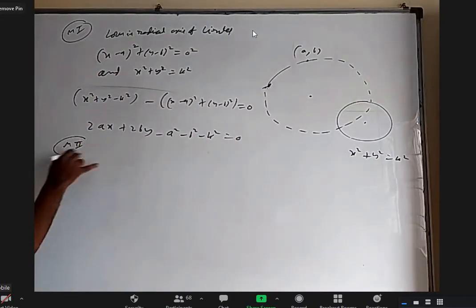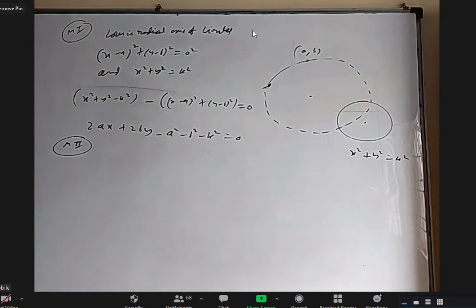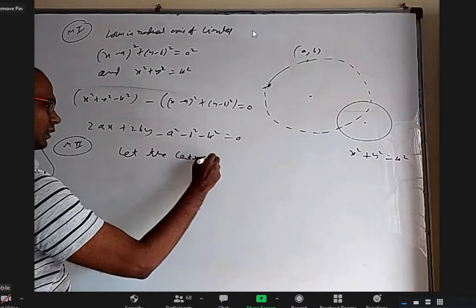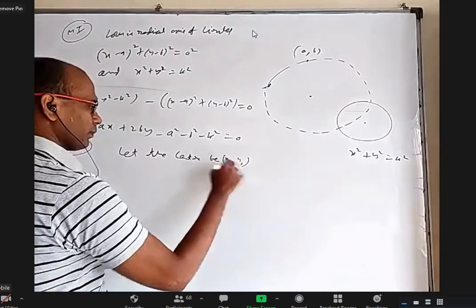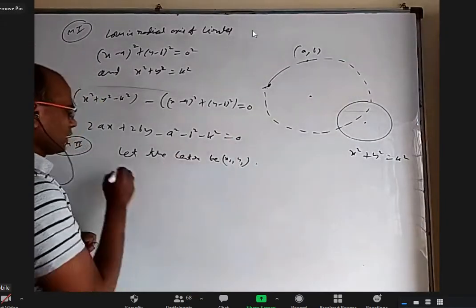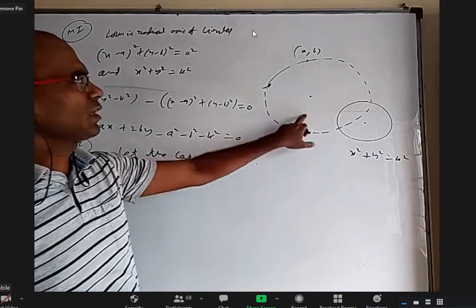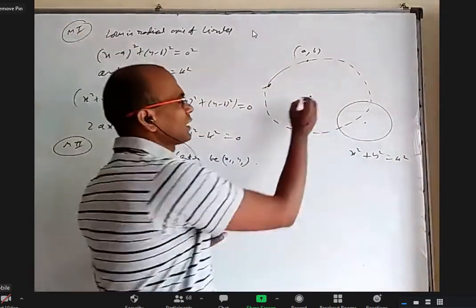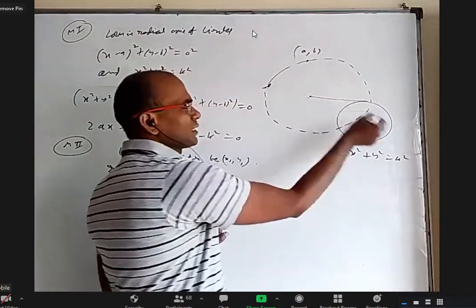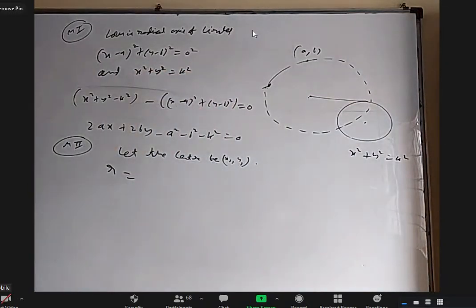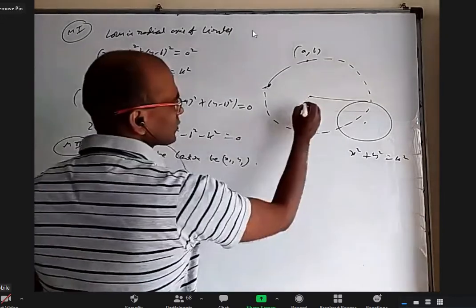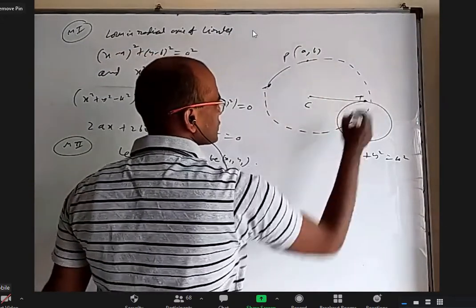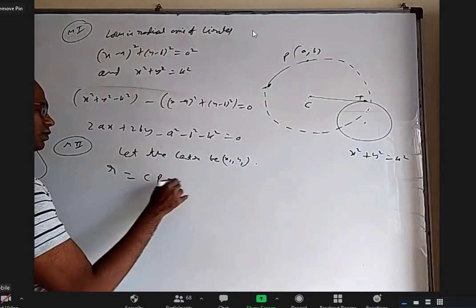Method 2: let's say you don't remember that, not an issue. Let the center be (x1, y1). Then how to find the radius? The distance between (x1, y1) and (a, b) is the radius. And whenever two circles intersect orthogonally, the radius is the length of the tangent from this center to that circle. So if I give some names here, C, this is P, and this is some tangent T, CP equals CT.